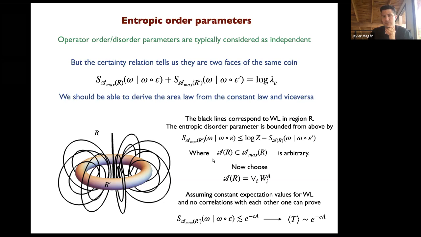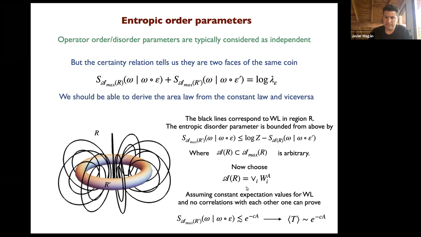So we have this, and we can choose any subalgebra that we want, as long as it is included in the maximal algebra of the complementary region of R. Now, the right choice is to choose the algebra generated by many Wilson loops that are all linked with R prime through the whole surface that is enclosed by the ring R prime. So we choose that as an algebra.